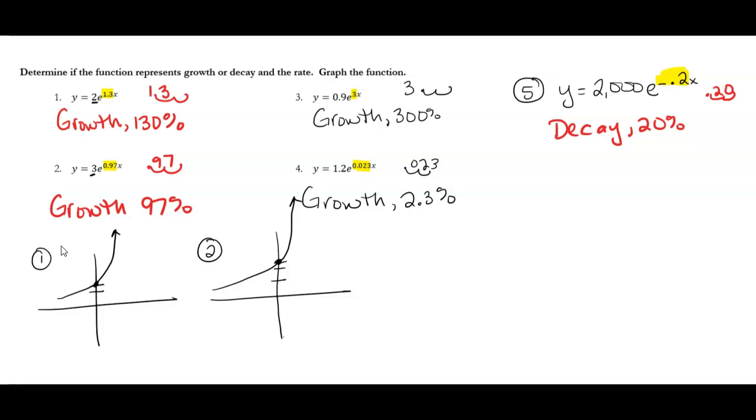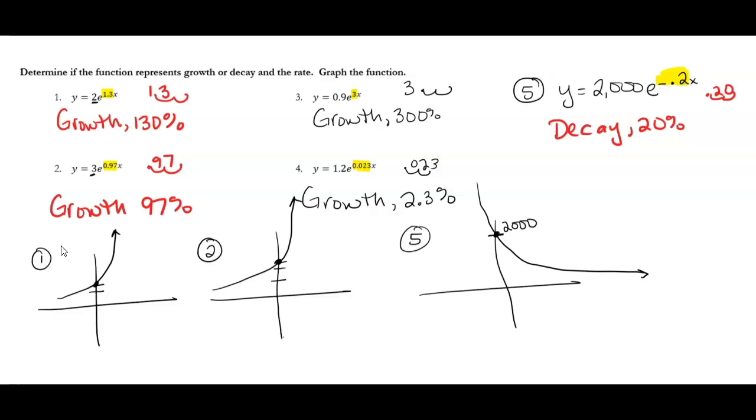But let's see what happens for 5, because 5 is a decay one. It looks a little different. So it crosses at 2,000. No way I'm making 2,000 tick marks, so I'm just going to say that this is 2,000. And decay goes towards the axis, so it's going to go towards the axis.